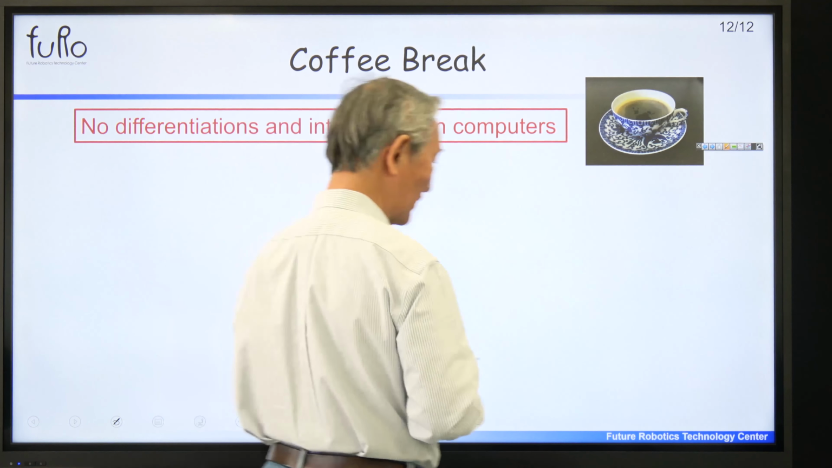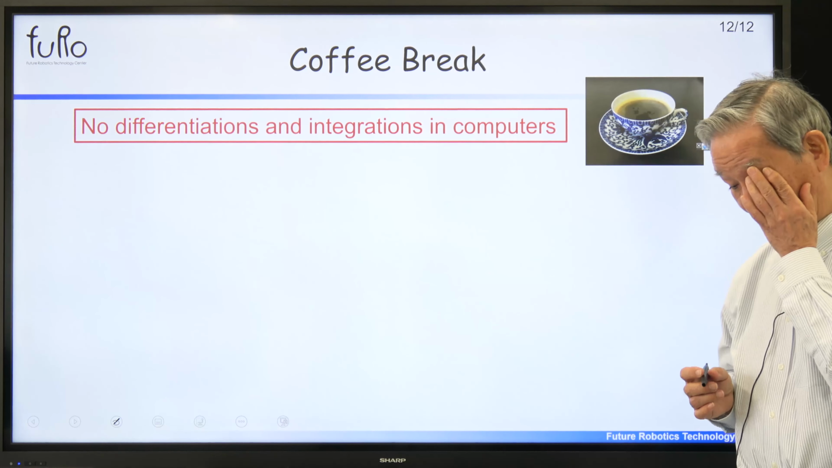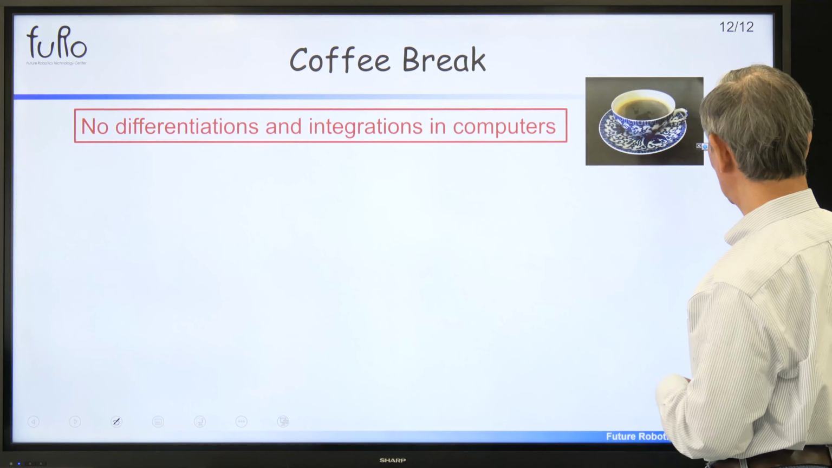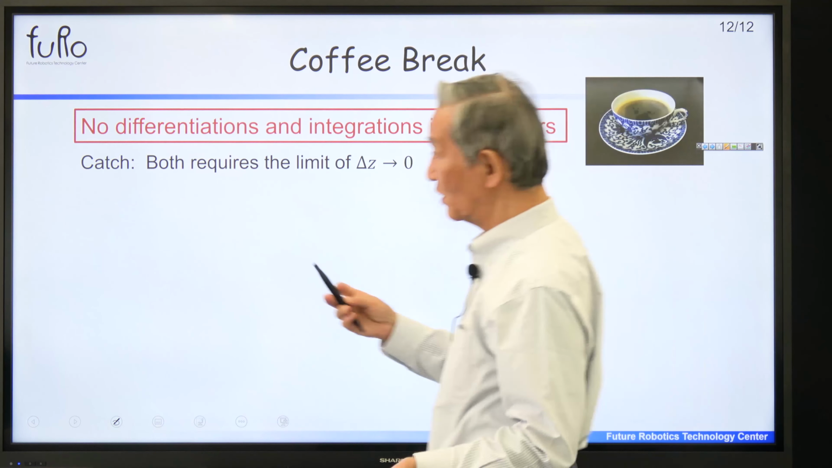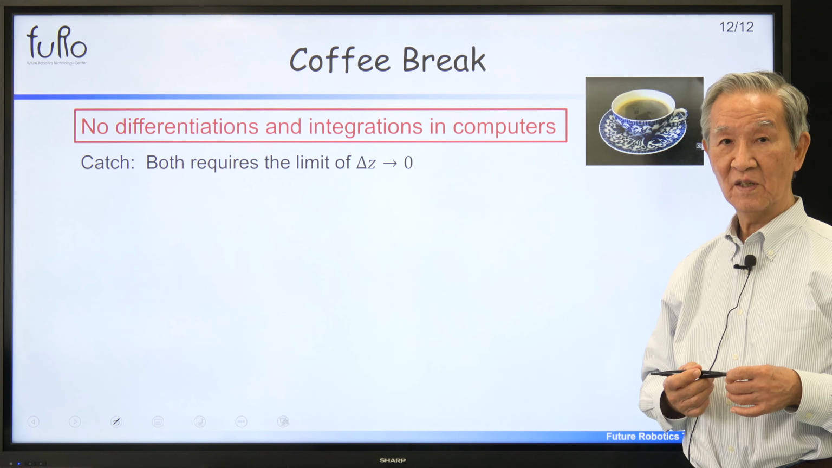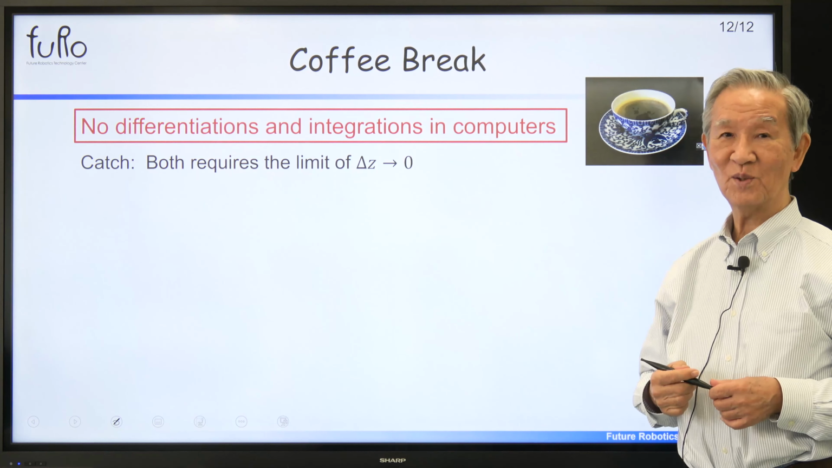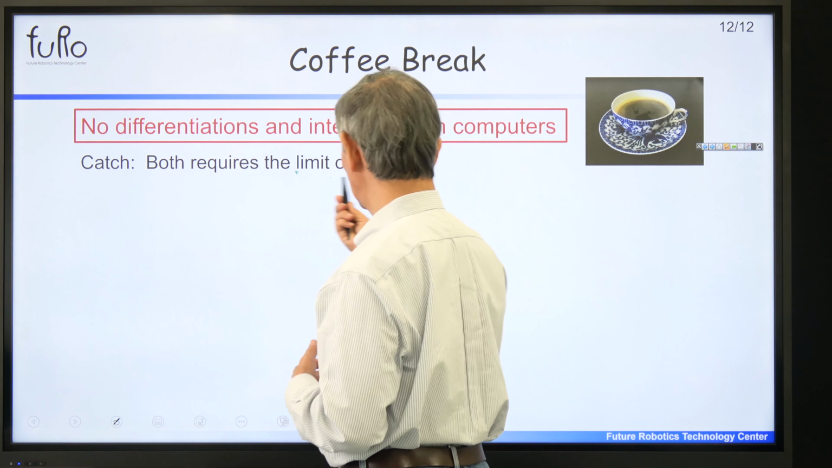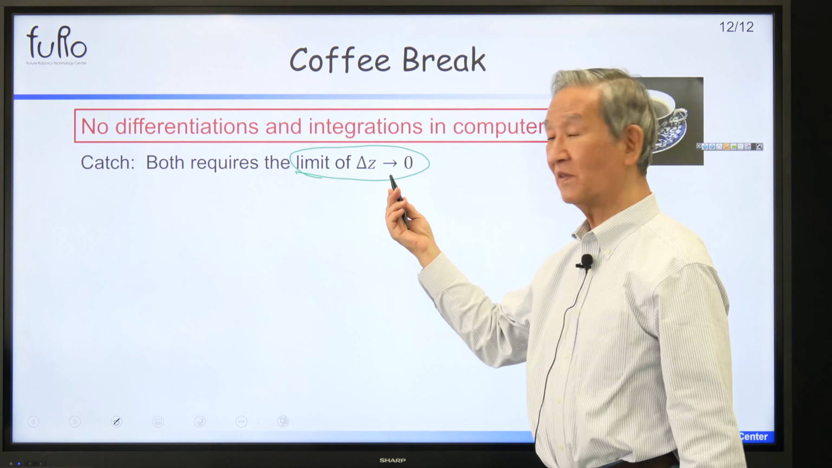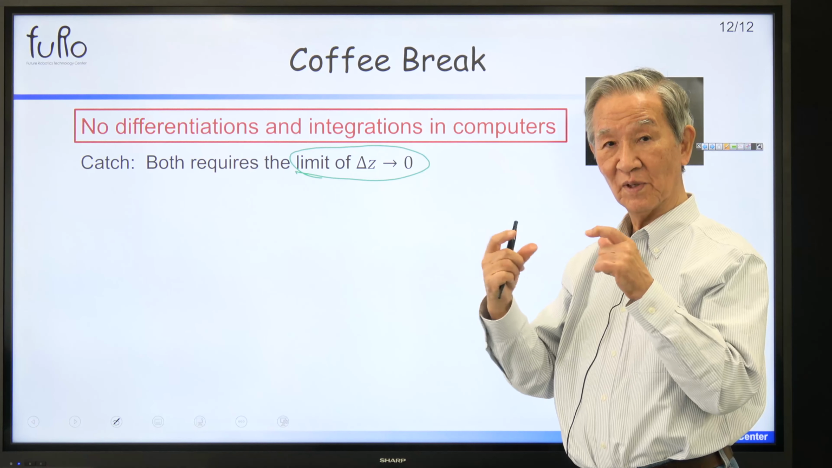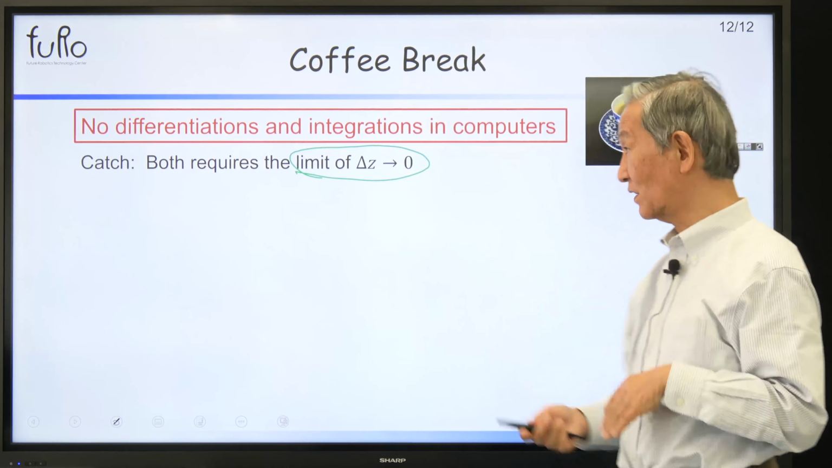From that, it's a little bit different, but there is always a question asked. I was not sure whether this is the right spot for this coffee break or not, but let me anyway discuss this: no differentiations and integrations in computers. So we have learned a lot about differentiations and integrations, and well, computers cannot do that. We can do it. Computers cannot do it. Why is that? Both require a limit of delta something going to 0. In differentiation, delta x sits at the bottom, and in the integration, once again, whatever is sitting here, delta t or delta x.